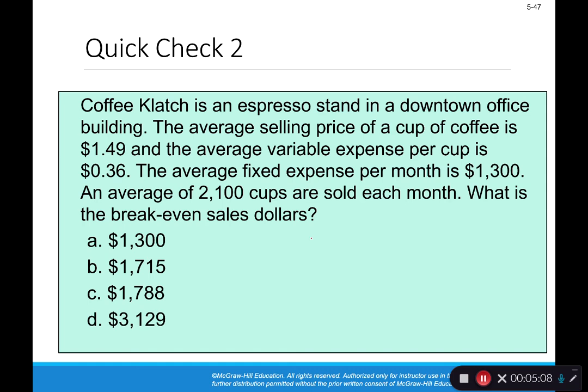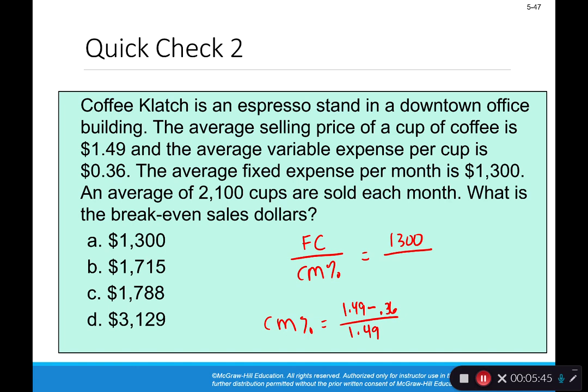And welcome back. Hopefully you said, well, to get the answer in sales dollars, I'm going to take my fixed cost divided by my CM percentage. And the fixed costs are 1,300. The CM percentage we have to calculate. So the CM percentage is the CM, which would be the selling price of $1.49 minus the variable cost of 36 divided by the $1.49. And I'm pretty sure we calculated that together in our previous Coffee Klatch problem, and it was 0.7 something, but I'm going to redo it now.